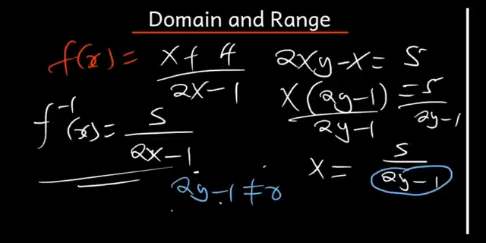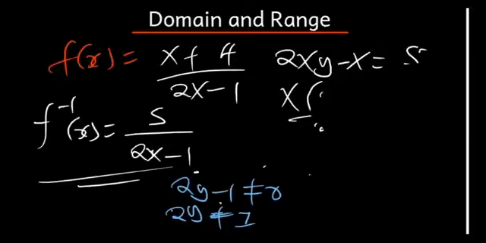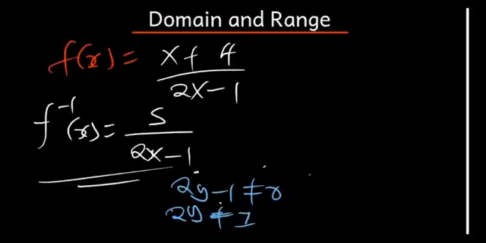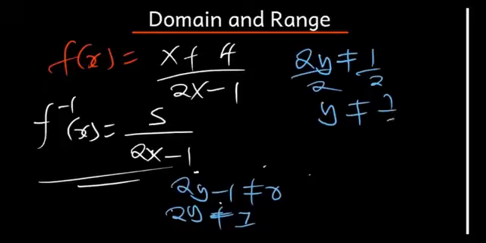Okay, I believe this is going to give us the same as the domain. So it's going to be 2y not equal to 1. So I divide it by 2. We're going to get this. We have 2y not equal to 1. We divide it by 2. y not equal to half.